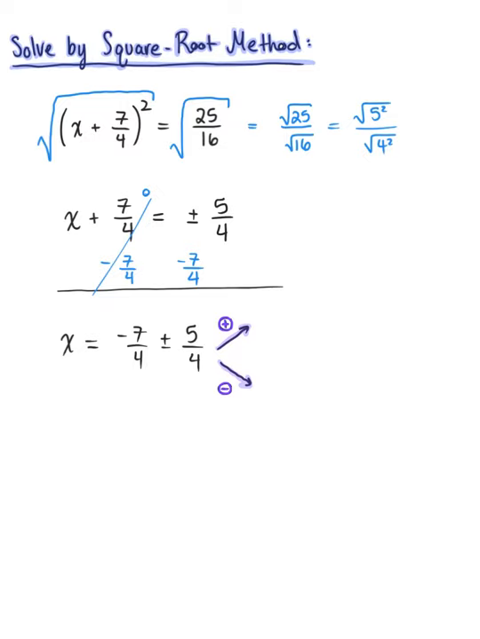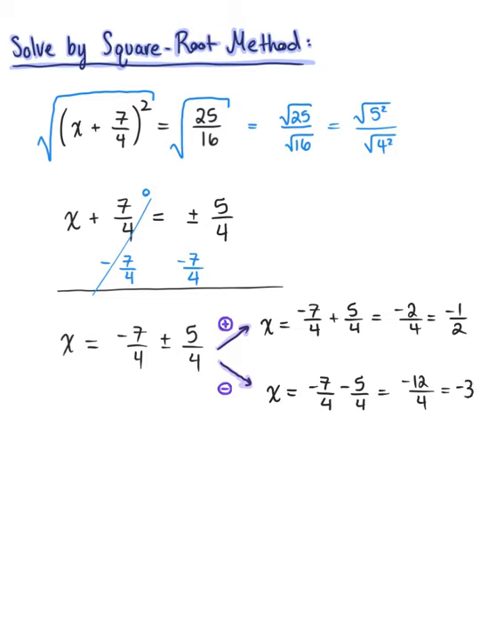So case number 1, we have x is equal to minus 7/4 plus 5/4, which is going to leave us with a negative 2/4 or minus 1/2. And then in the second case here, we have x is equal to minus 7/4 minus 5/4. So we have minus 7 minus 5 gives us a negative 12/4. And we know that 4 goes into 12 3 times. We're left with a minus 3. And so we have both of our solutions.